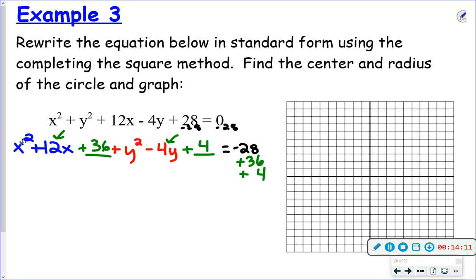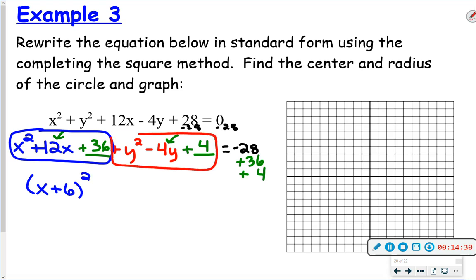So the purpose of all the green numbers is it forces these to be factorable. So when I go to factor my x's, what multiplies to 36 and adds to 12? 6 and 6. Then I'm going to do the y's. What multiplies to 4 and adds to negative 4? Negative 2, negative 2. And we're going to total up all the stuff over there on the right-hand side. 12.